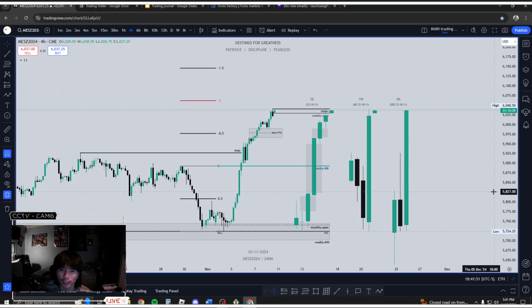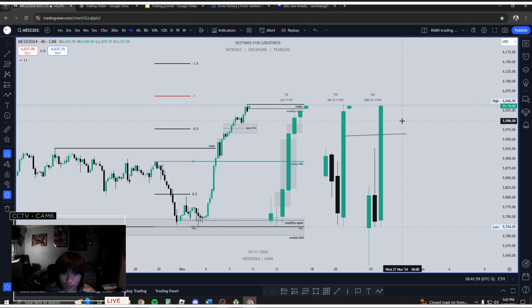And you're probably wondering, okay, why is this guy thinking that previous week's high is going to be taken? Well, take a look at this weekly candle here. It's very, very simple. This weekly candle is suggesting that we will most likely take out the weekly high. And it's a bullish closure too.